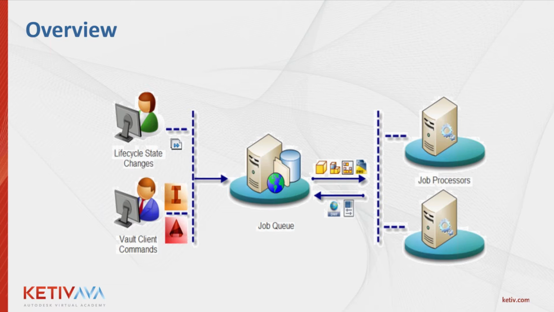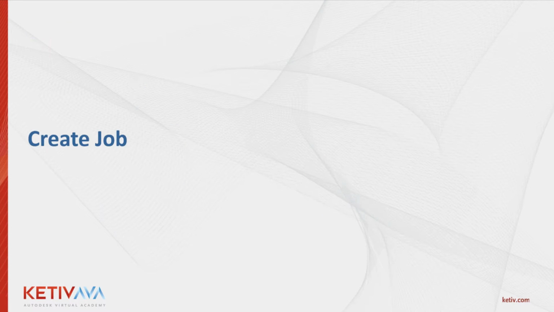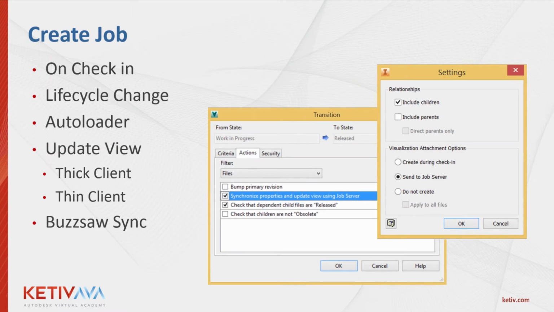So I want to, of course, click down onto each of these cycles here and have a look at a couple of the quick examples you're going to see when we start to deal with the job processor. The first thing we probably want to have a look at is how we actually go and create those jobs. So, high level view: create a job on check-in, create a job during the life cycle state change, create a job when we're using autoloader, we can create a job when we're updating view in the thick and thin clients, and we can create a job when we're doing the Buzzsaw sync. And you'll see there we've got a couple of images there. We're going to dive into the software at the moment and have a look at this in real time.